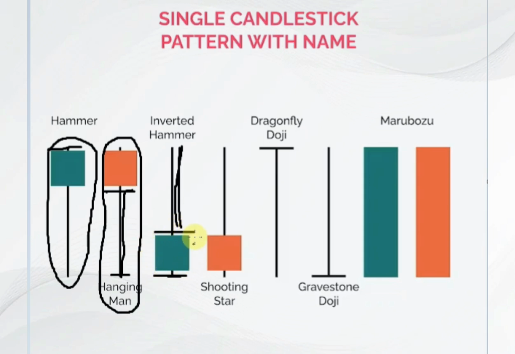So if you see this candle in an uptrend, you can still take the market. If you see it in a downtrend, you might still want to short the market, like sell the market as well.